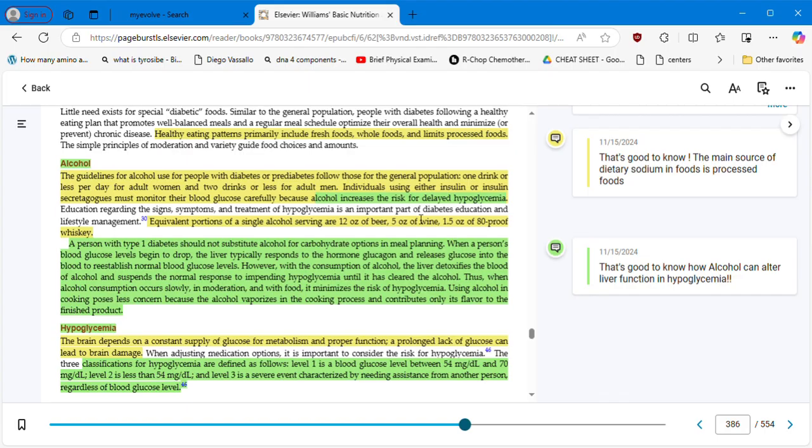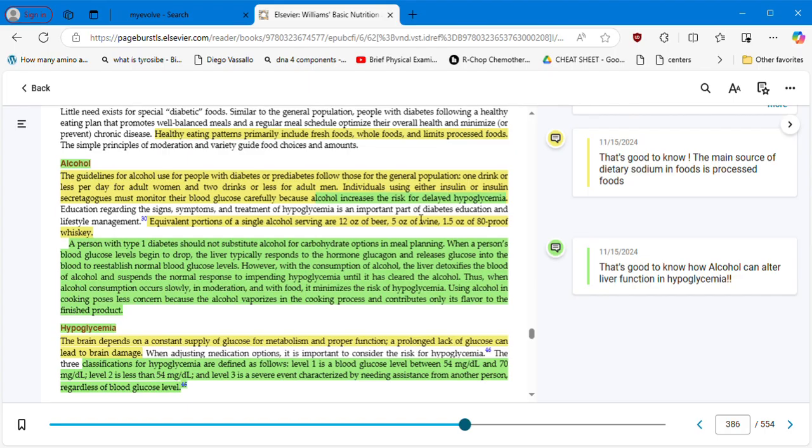So okay, a person with type 1 diabetes should not substitute alcohol for carb options in meal planning. Sometimes they say, okay, I'm going to get this glass of wine, but I'm not going to eat, let's say, the French fries, right?